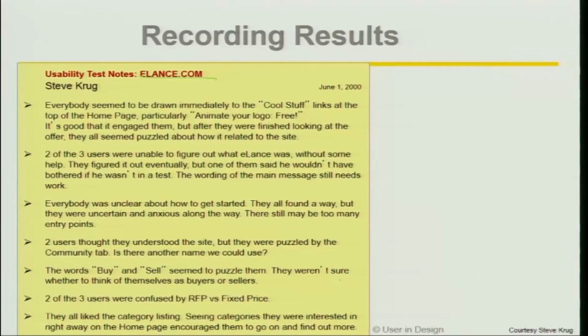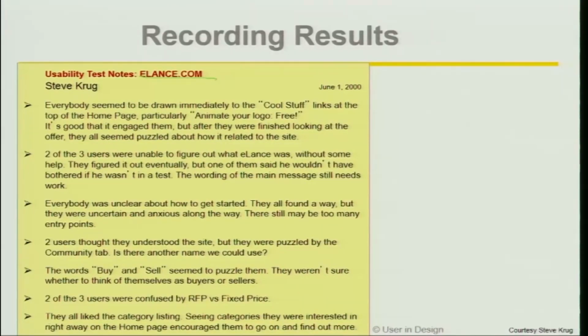People will be on much better behavior than they would be in a natural setting, and therefore, you know, you need to be even more cognizant of this and aware of this. The wording of the main message still needs work.